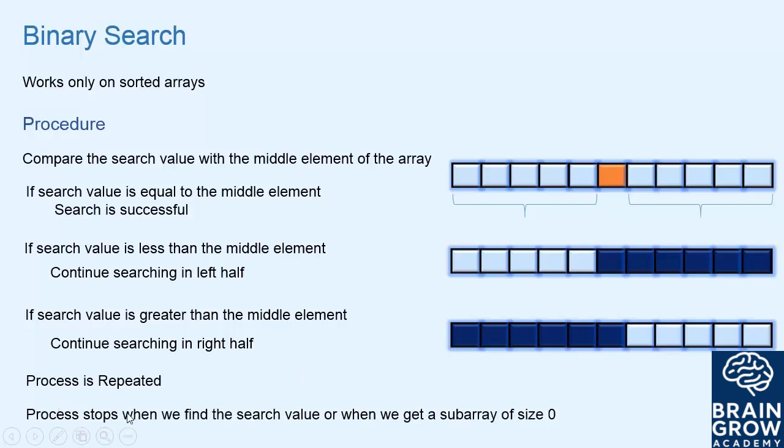And this process will stop when either we find the search value or when we get a subarray of size 0. That is a subarray which does not have any element. Now if the array contains an even number of elements, there will be two candidates for the middle element. In our examples and code, we'll take the first one as the middle element. Now let's understand this whole process with the help of an example.